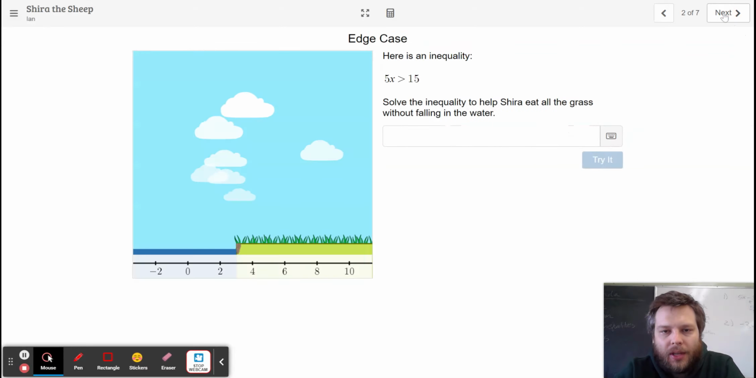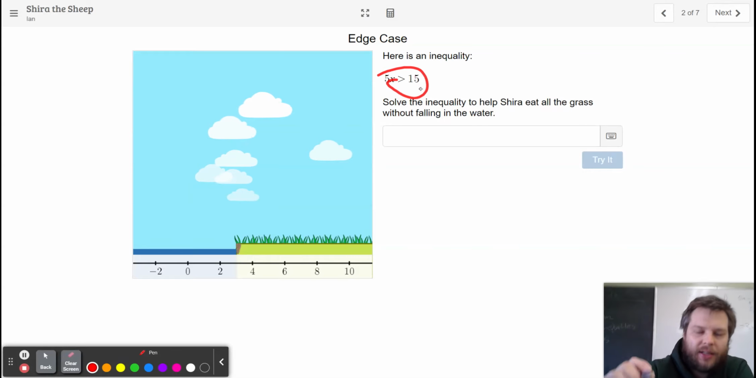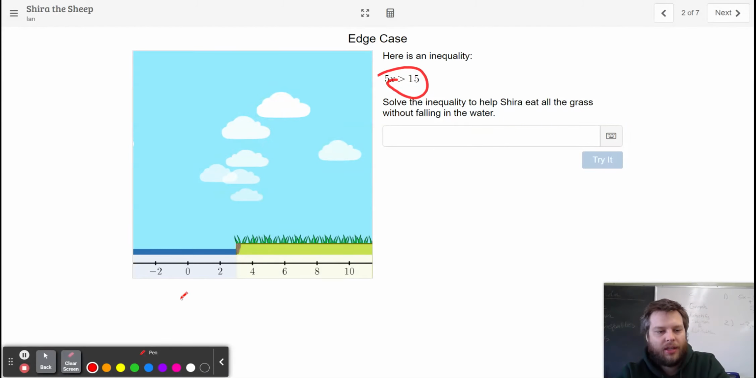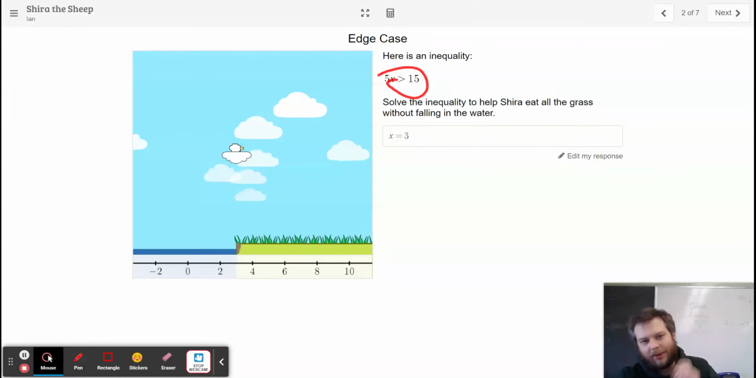Moving on. Now we have 5x is greater than 15. I want you to notice that there is no underline. This sheep cannot land exactly on the boundary point. What would happen if Shira did land exactly on the boundary point? Let's try it. How did I calculate x equals 3?